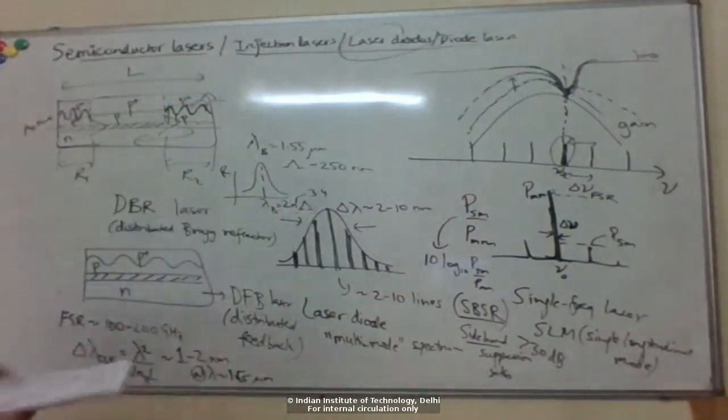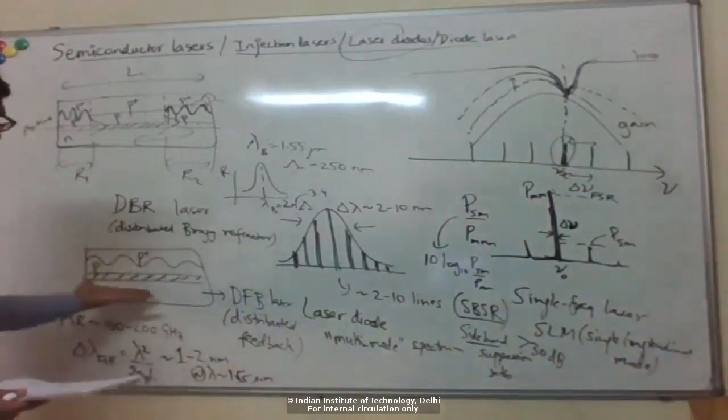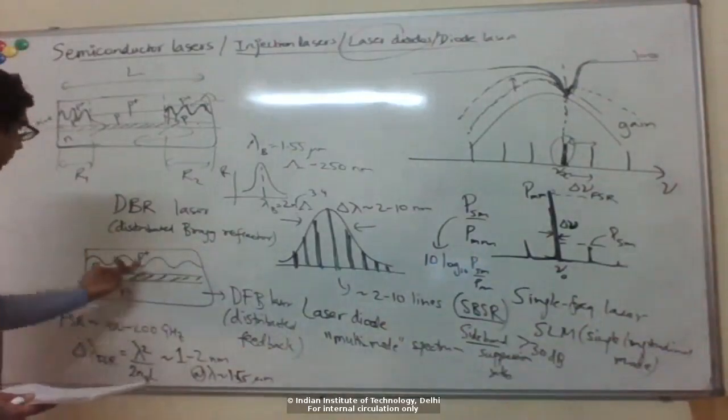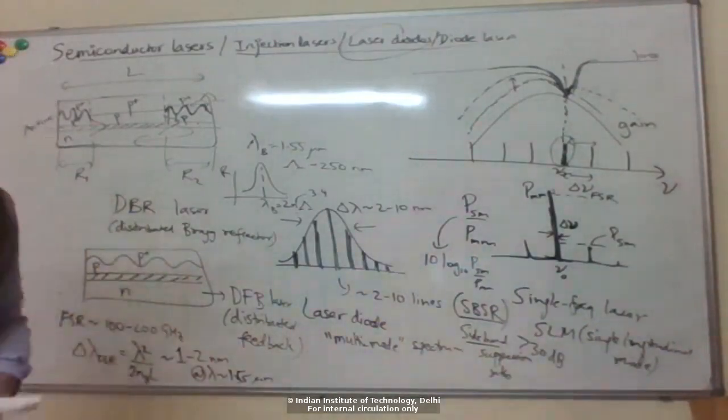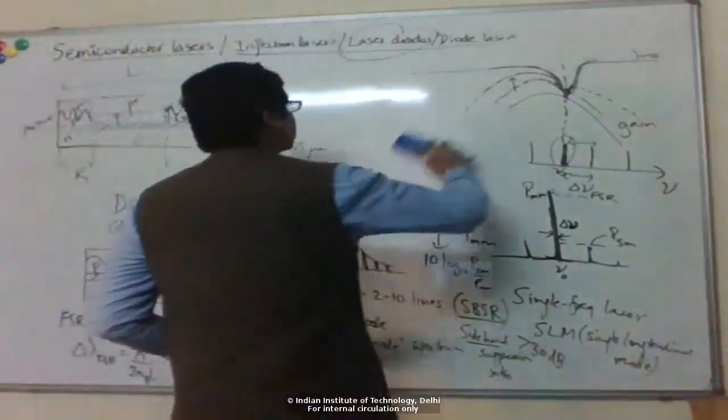Okay, so this is one way, DBR or DFB, and this is done at the time of making the semiconductor device itself. It's on the chip itself, so this is more compact. There is another way which is known as external cavity.